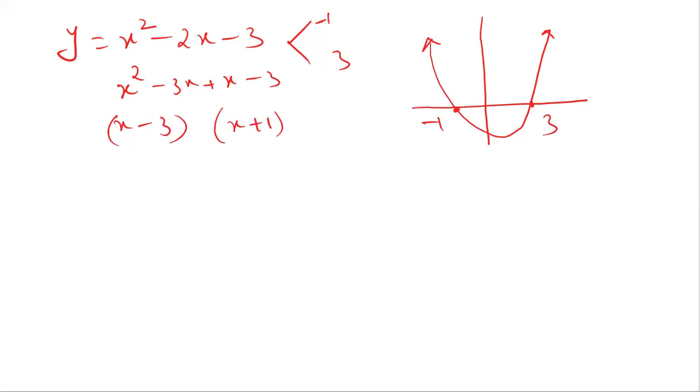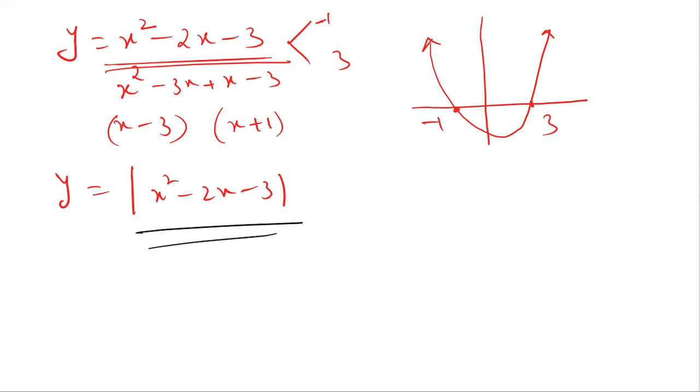Now what you need to do to draw y equal to mod of x square minus 2x minus 3? You need to first draw x square minus 2x minus 3, and then keep this part the same, delete this part, and take the mirror image of this part about the x-axis. That means this will be the required graph of mod of x square minus 2x minus 3.